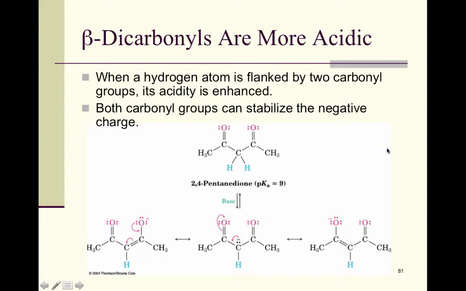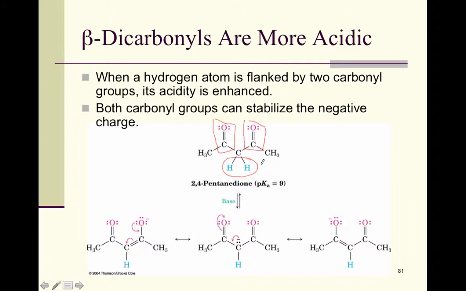Beta dicarbonyls are more acidic. When a hydrogen atom is flanked by two carbonyl groups, its acidity is enhanced. Both carbonyl groups can stabilize the negative charge. Here is an example of that. We have 2,4-pentanedione. We have a carbonyl group to the right and to the left. These two hydrogens here are highly acidic.